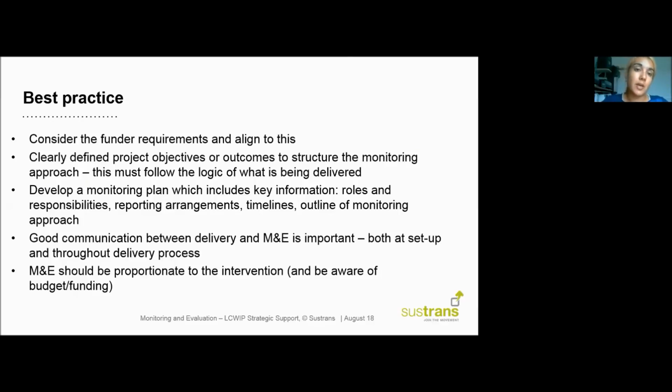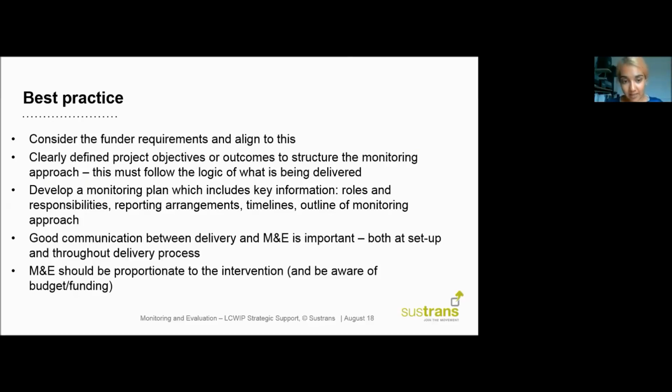Good communication between the individuals who are carrying out delivery of the project and the individuals responsible for monitoring and evaluation is really important. It's important to have open communication so that any changes to delivery are then fed through to any changes in monitoring and evaluation, to ensure that the monitoring is not capturing things which are no longer relevant to delivery. So there should be clear communication on both sides, both at the beginning, as I highlighted, when the project is being set up, this is when monitoring should start to be discussed, so that a really clear process and approach can be implemented to be carried out at the same time as the delivery process.